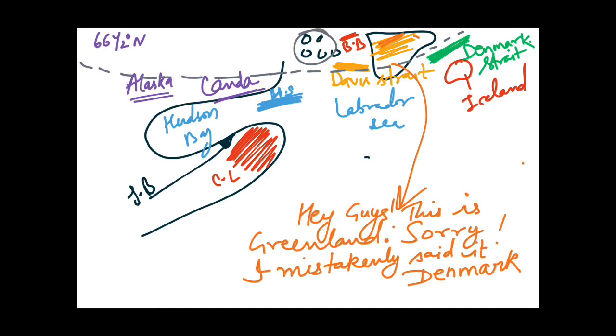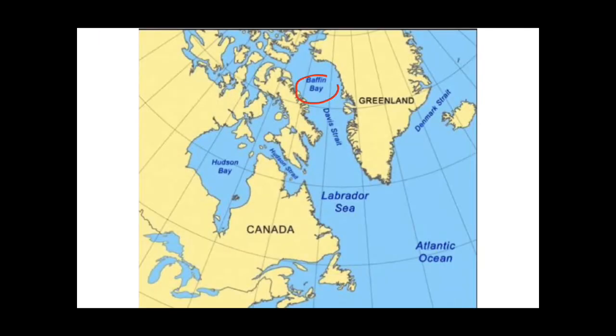Hey guys, this is Greenland. I just mistakenly said it Denmark, so I'm sorry for that. So guys, you can see it over here. This is Baffin Bay. These are Baffin Islands which are territory of Canada, and this is Davis Strait to the south of Baffin Bay. And here you can see this is Greenland and this is the territory of Denmark.